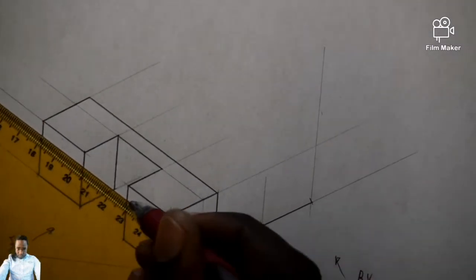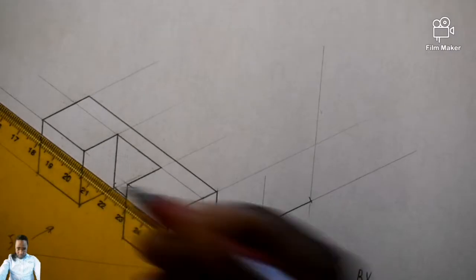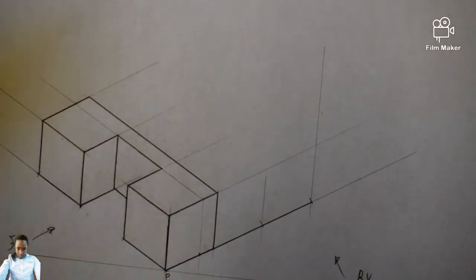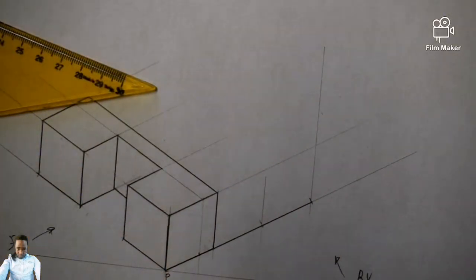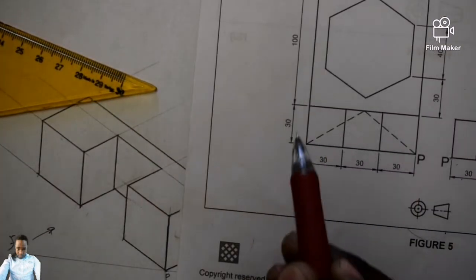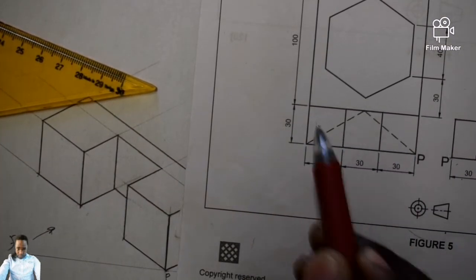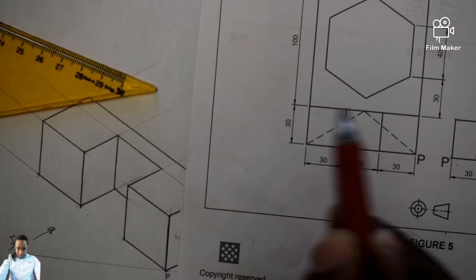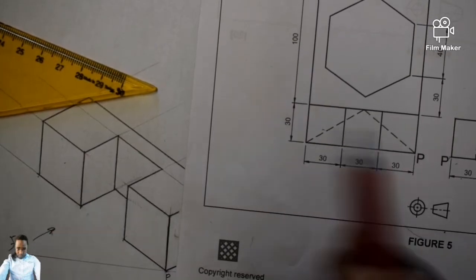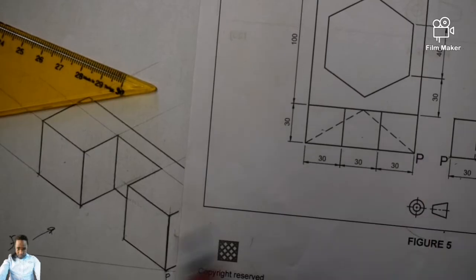Then there you go. So this is what I see on the upper front of my front view. This one. So this is that, this is that, this is that.